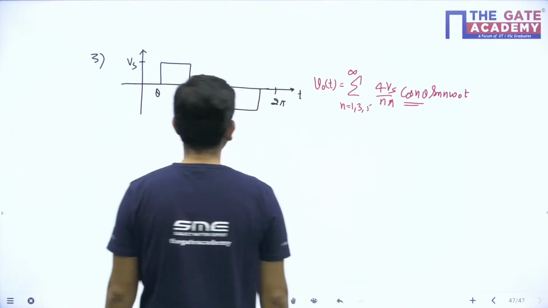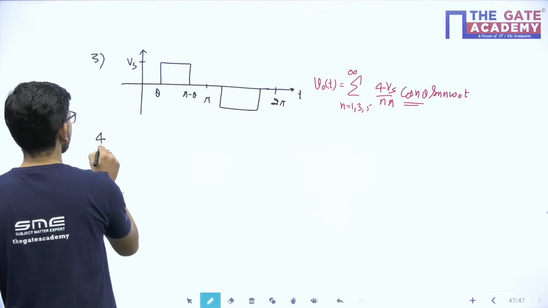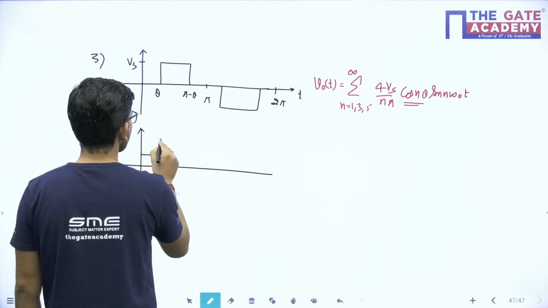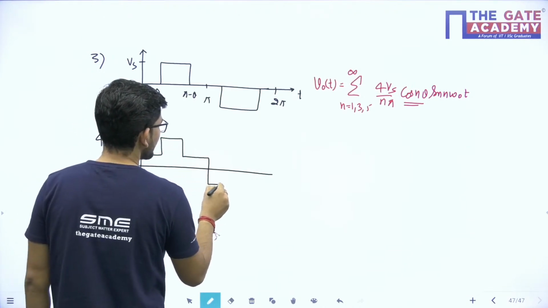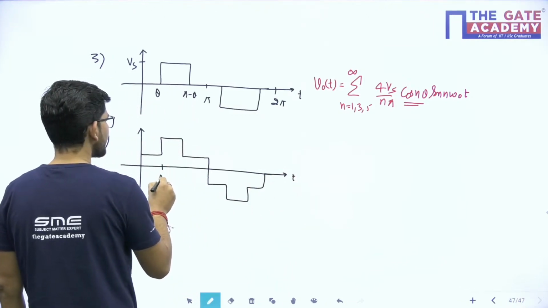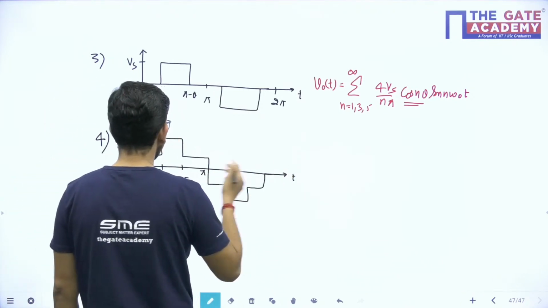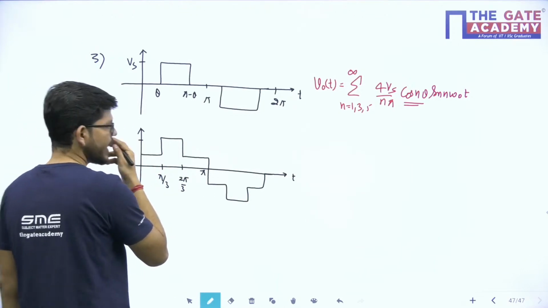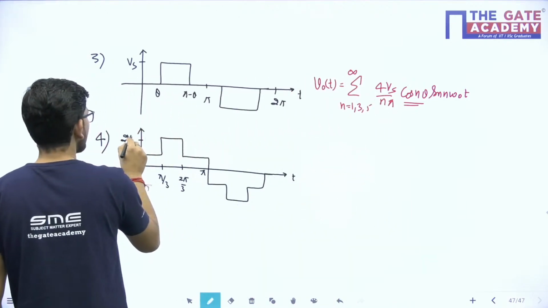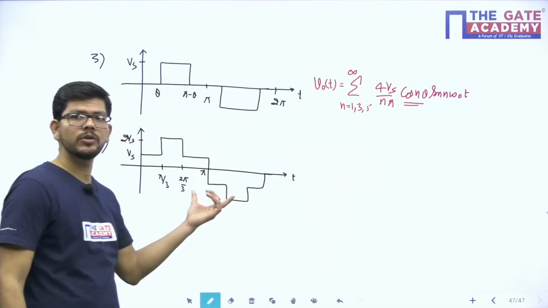So for the quasi square wave, we have a waveform like this, and the result is what I have written here. After that, suppose we have a stepped waveform like this. Suppose this duration is pi by 3, this duration is 2 pi by 3 and this duration is pi. Similarly, suppose this magnitude is Vs and this magnitude is 2 Vs. If we have these magnitudes, how do we find the Fourier series of this waveform?